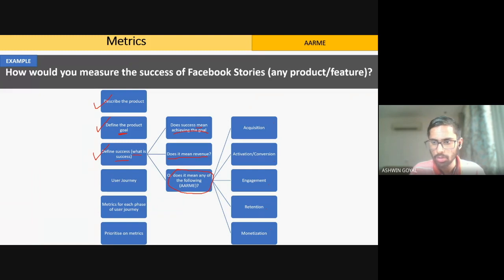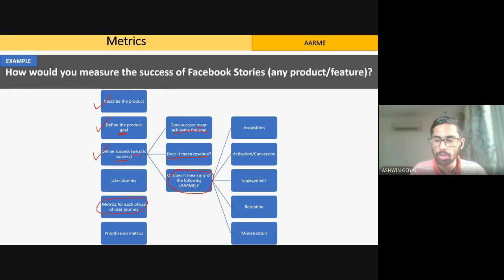For how long a story is uploaded? No, that is not considered. You can ask this question, yes, because when you are listing down metrics, these are some things that you need to know. So the next step would be start listing down the metrics, right? You already know what is the meaning of success. Now start listing down the metrics.